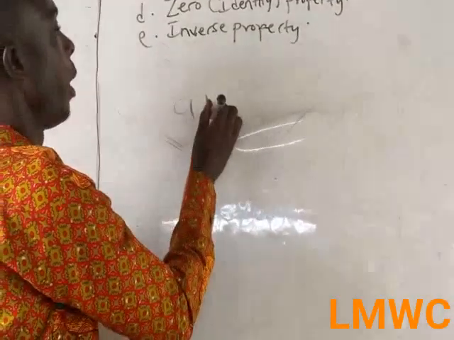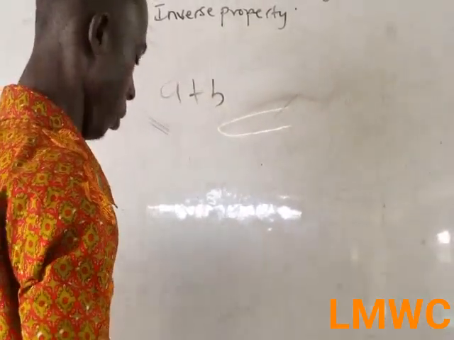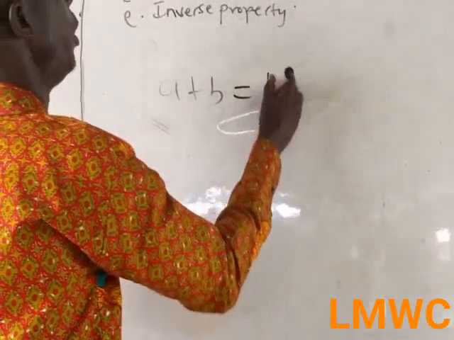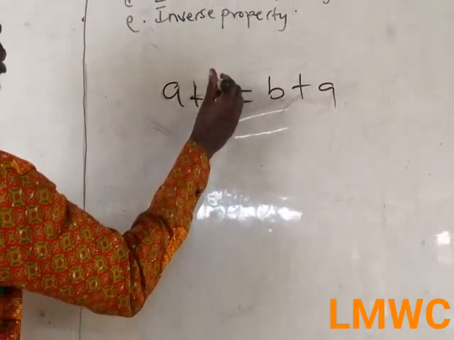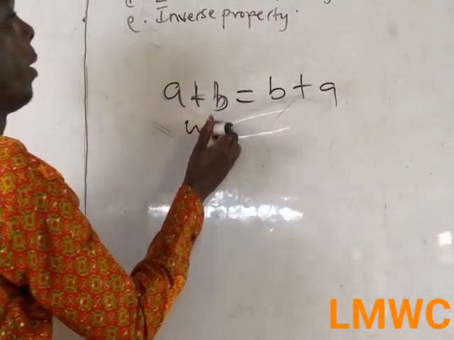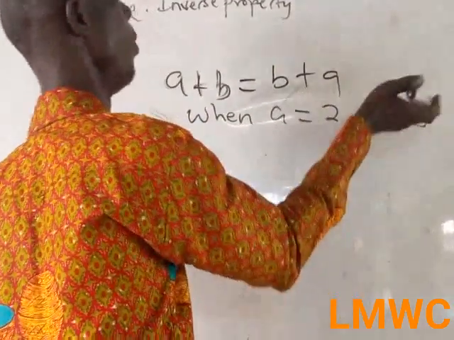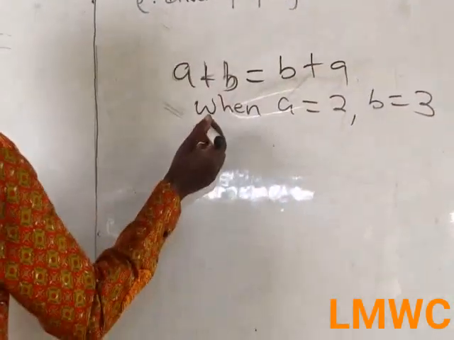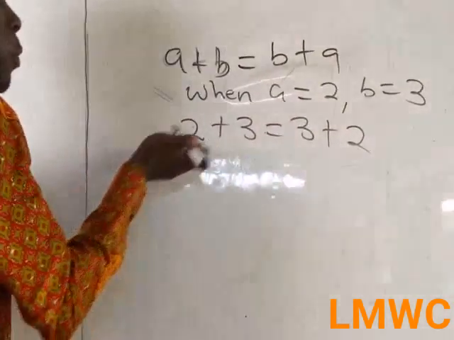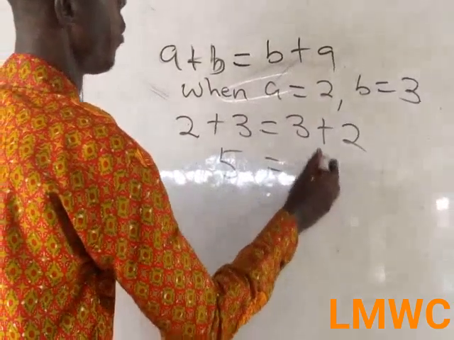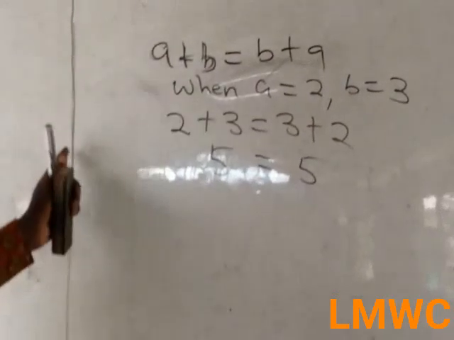If a plus b is equal to b plus a. This means when a is equal to 2 and b is equal to 3, let's substitute this into these letters. It becomes 2 plus 3 is equal to 3 plus 2. You see, once we add here, we get 5. Here 2 plus 3 is what? 5. This means addition of integers is commutative.